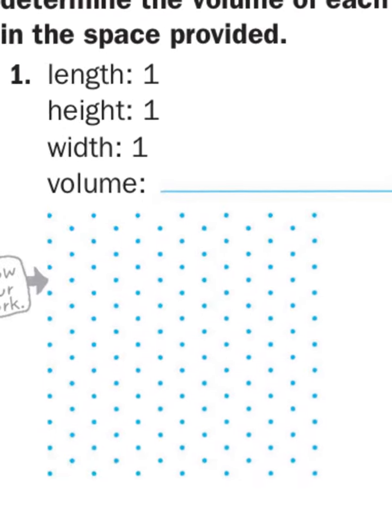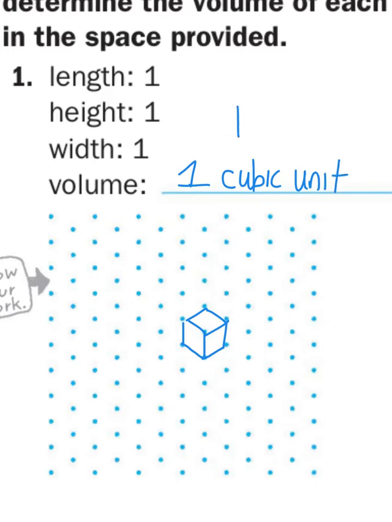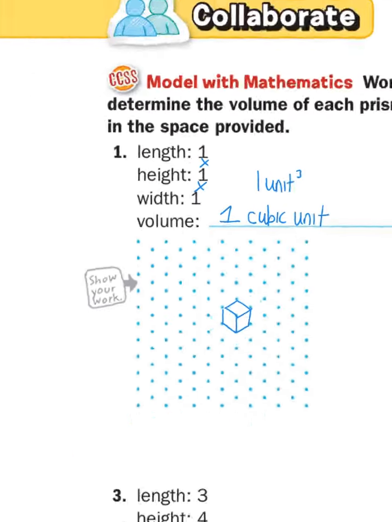All right, so I'm going to show you my best artwork here. Okay, so it's 1 long. There. 1 wide and 1 high. I'm just going to continue connecting that. And guess what? I have 1 cube. So my volume is 1 cubic unit. Now, I don't like writing those words out. Remember, you can write 1 unit cubed as a shortcut. Again, isn't it easier to do 1 times 1 times 1? All right. So now, let's go down and look for some harder ones.